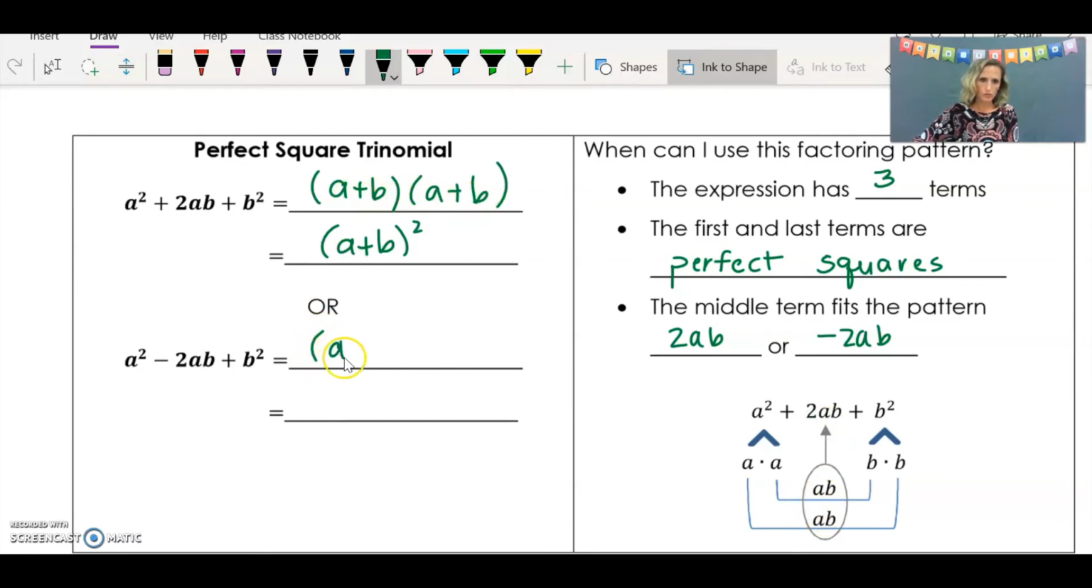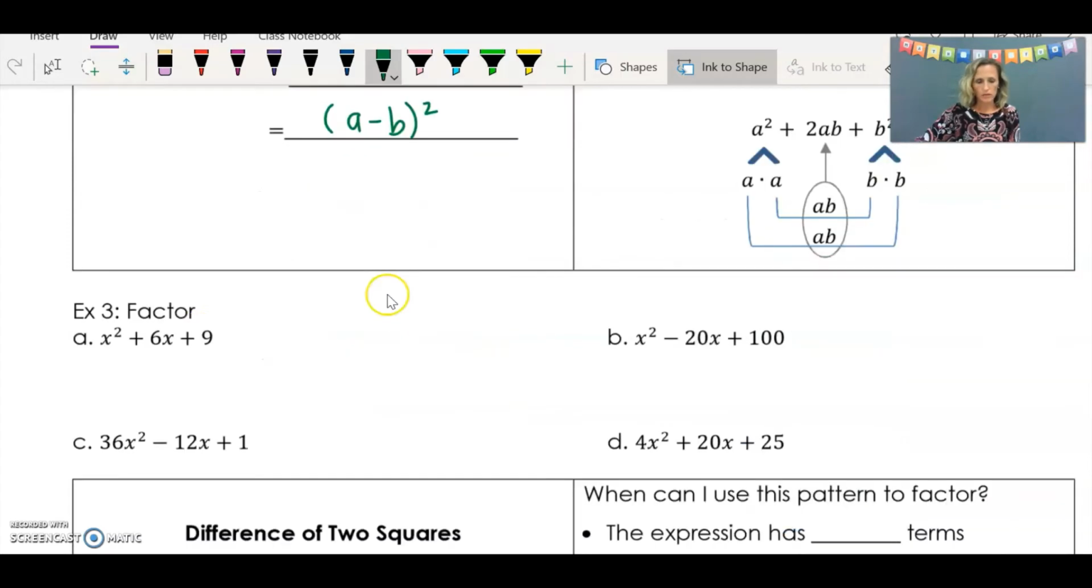So this would just be a minus b times a minus b, or a minus b quantity squared. So that's the pattern for a perfect square trinomial. And we have a few examples of these down below. Let's analyze example 3a. I could split x squared into x times x, so that's a perfect square.